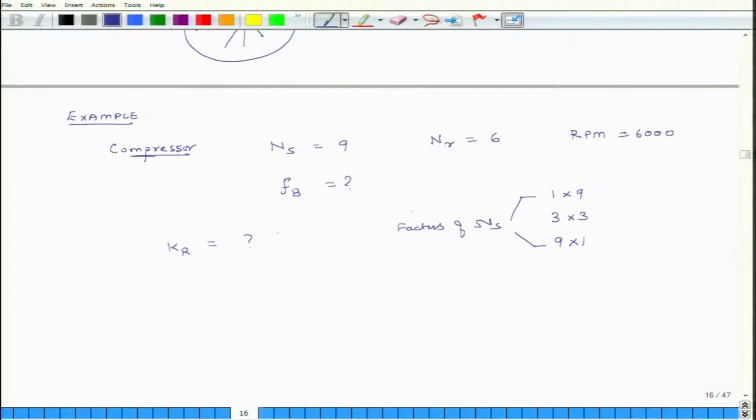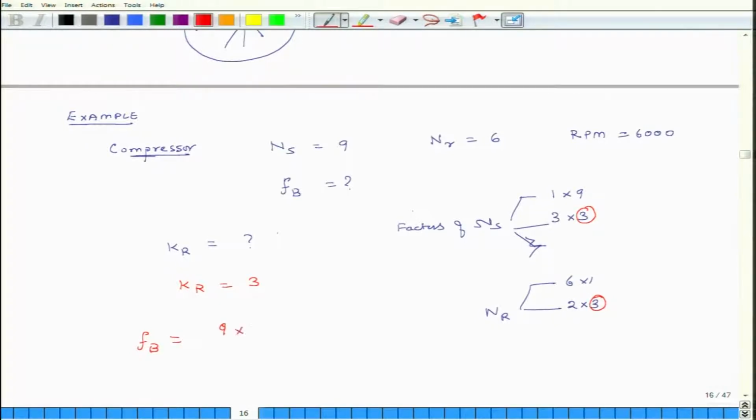And for the rotor, 6 times 1, 2 times 3, 3 times 2. The rest is all repeating, so I will not repeat it. So, these are the factors for Ns, and these are the factors for Nr. What is the greatest common factor? If you look at it, it is 3. So, Kr equals 3.